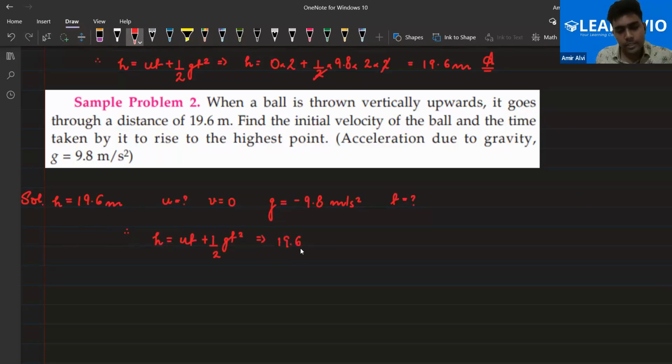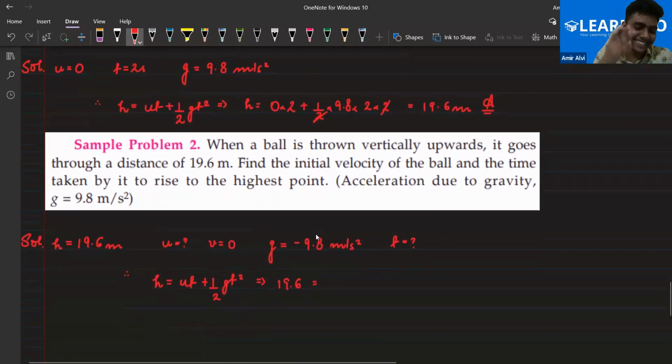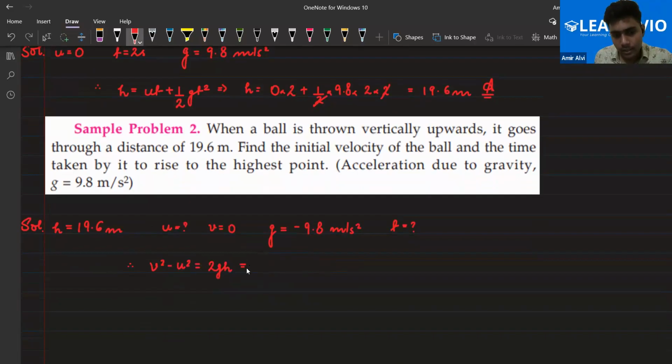So 19.6 equals u... Again, just a second. I think we should use the third equation, sir. Sorry, yes, it's the third equation, you're right, because we have 2g. So v is 0, minus u square equals 2 times negative 9.8 times 19.6.